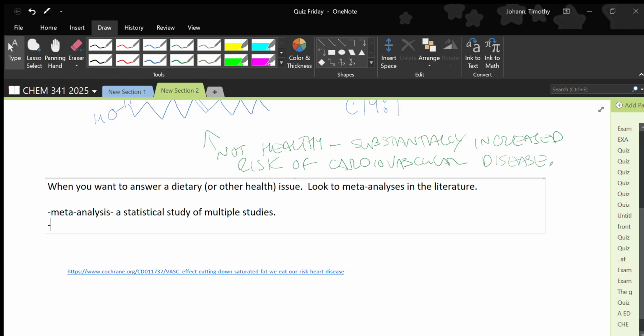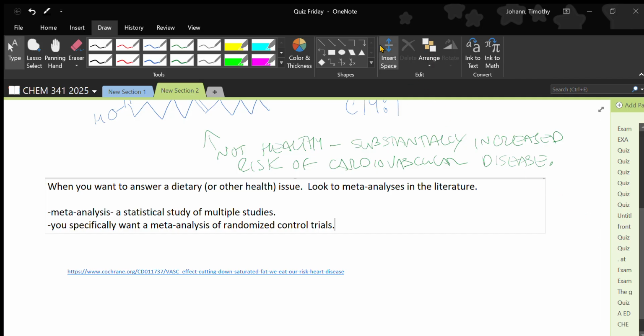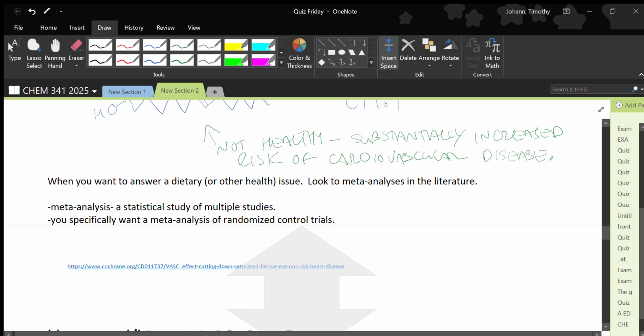Like over time, measuring. You want to look at something over as long a time as possible. That's good, okay? What you want is, you guys ever heard of a randomized control trial? So you specifically want a meta-analysis of randomized control trials. All right. So what's the deal with a randomized control trial? Why is that so good? How does a randomized control trial work?